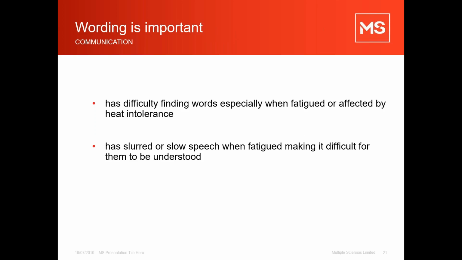So wording again is important here. So writing down things like the person has difficulty finding words, especially when they're fatigued or affected by heat intolerance, or the person has slurred or slow speech when they're fatigued, making it difficult for them to be understood. So it's things like that that need to be recorded in that access request form. And if you can help your GP, as I said, to put this sort of information down in these sorts of words, it's always much better.